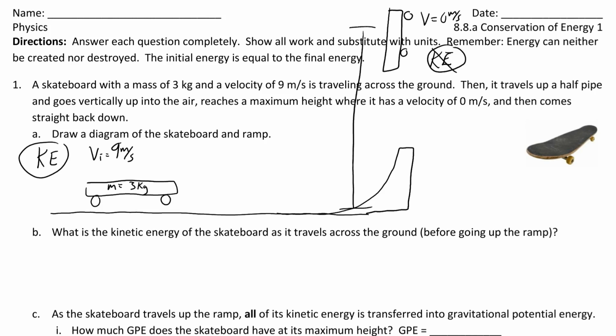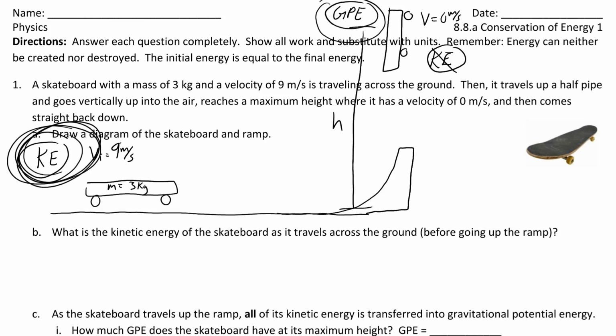Well, as you can see, it's in the air. It's a certain height above the ground now. So that means that there is what type of energy? There's gravitational potential energy. So all of this kinetic energy now becomes gravitational potential energy. Basically, if we know how many joules it has in the beginning, we know how many joules it has at the end. And that's the basic principle behind these conservation of energy problems.